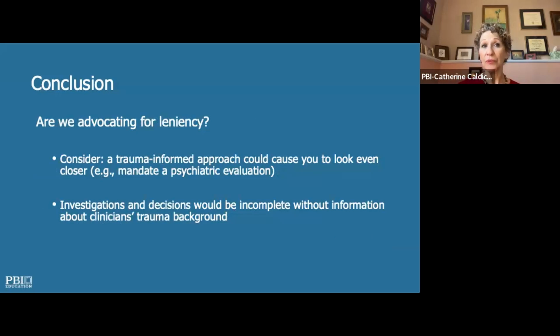You still might be wondering whether a trauma-informed approach would be a more lenient approach. But I want you to consider how a trauma-informed approach could cause you to look even closer and conduct more complete intakes, assessments, and investigations, make more appropriate referrals, and develop more impactful management plans.